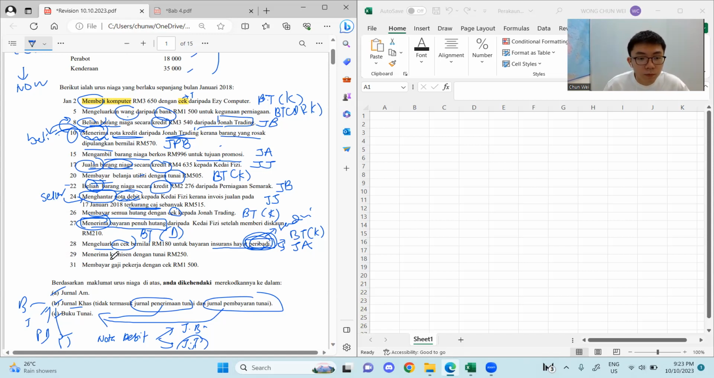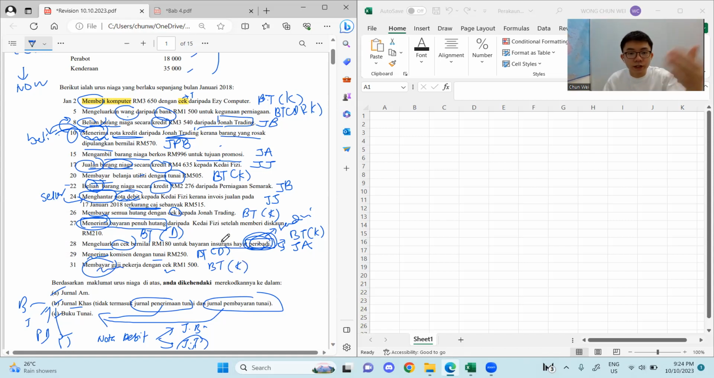Then 29th, you menerima commission dengan tunai. Keyword for buku tunai. And you terima commission. You receive money. Money comes in means debit. And then you bayar gaji dengan cheque. Cheque is a keyword for buku tunai. You pay. Money goes out. Out means credit. That's it.